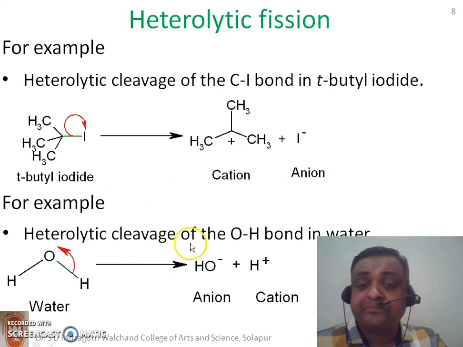Another example, breaking of the OH bond in water. Here oxygen and hydrogen have a covalent bond. Two electrons are present between oxygen and hydrogen, but when the bond breaks, oxygen being more electronegative will take away both the electrons and form an anion, that is OH minus ion, and H will have a plus charge, forming a cation. So again there is a formation of ions.